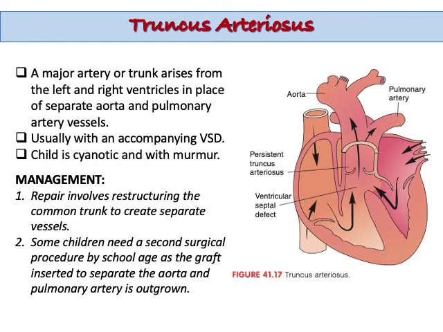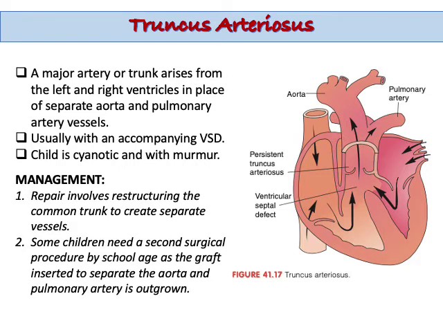Truncus arteriosus, as seen in the photo, is where a major artery or trunk arises from the left and right ventricle. This is instead of a separate aorta and a separate pulmonary artery. This is usually accompanied by VSD. Because of the abnormal blood flow, the child is cyanotic and presents with a murmur. Management is an open heart surgery.